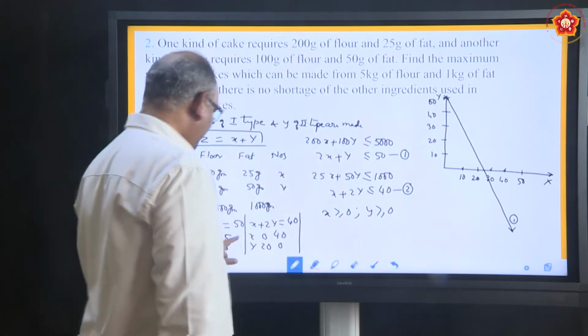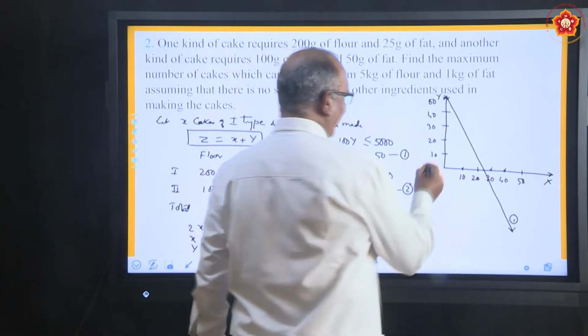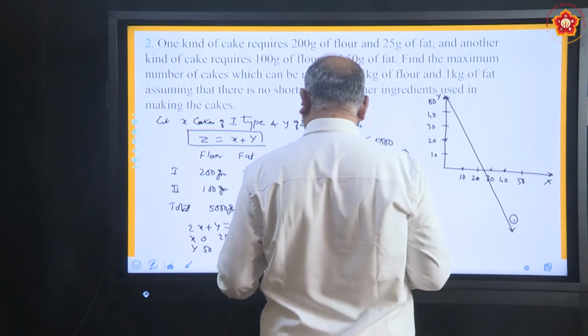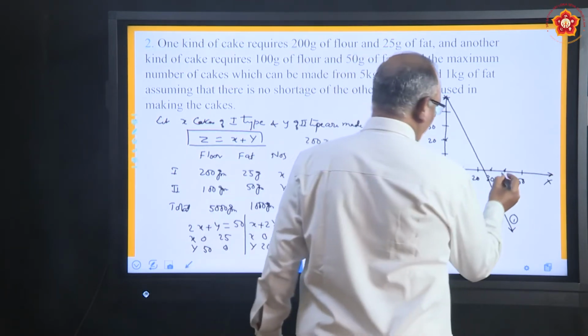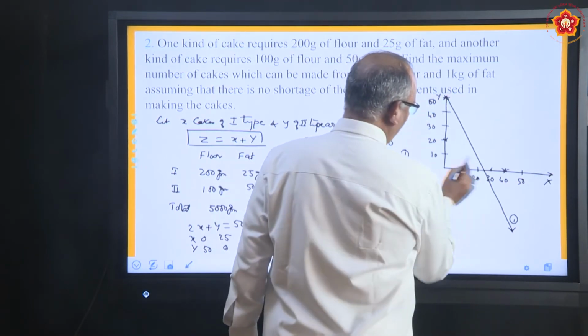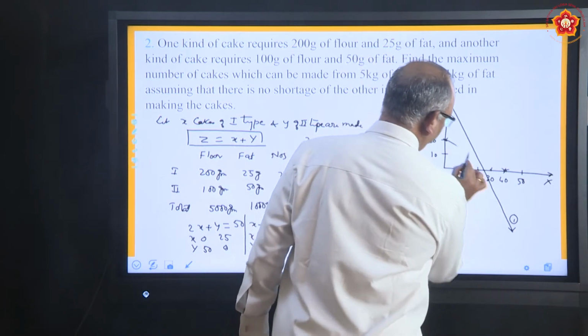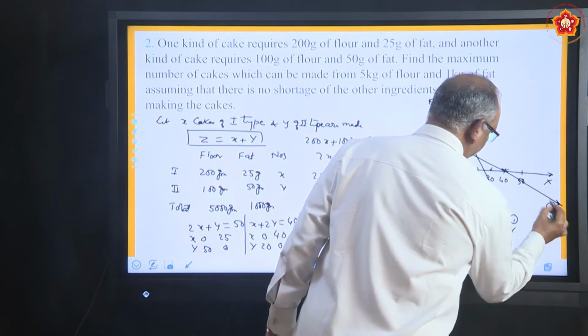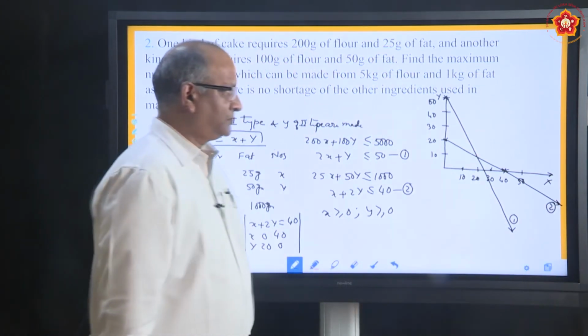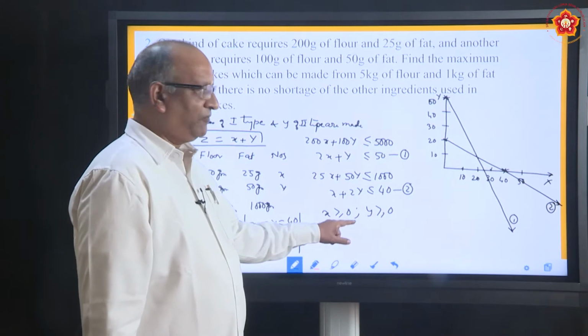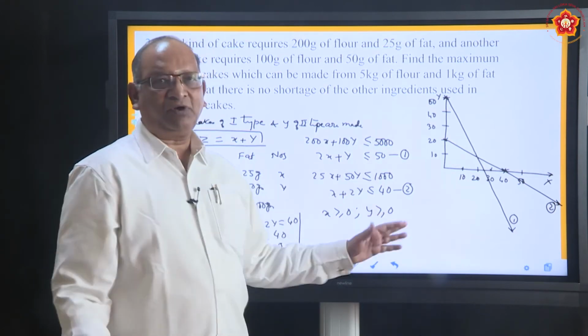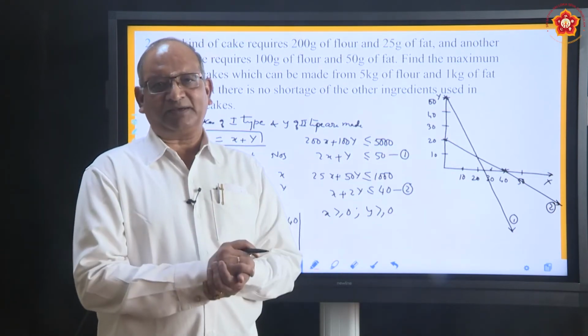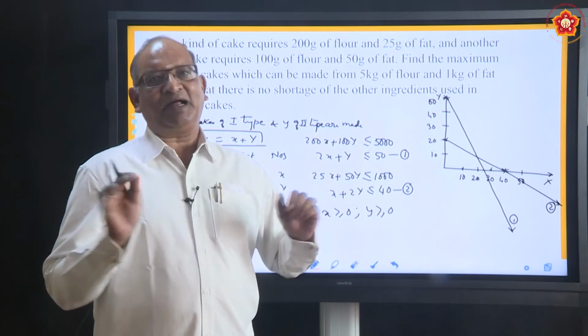Okay. Come to the second one. x is 0, y is 20. This point. x is 40, y is 0. So, join these 2 points. x greater than or equal to 0, y greater than or equal to 0 defines the first quadrant. So, we have drawn the graphs.